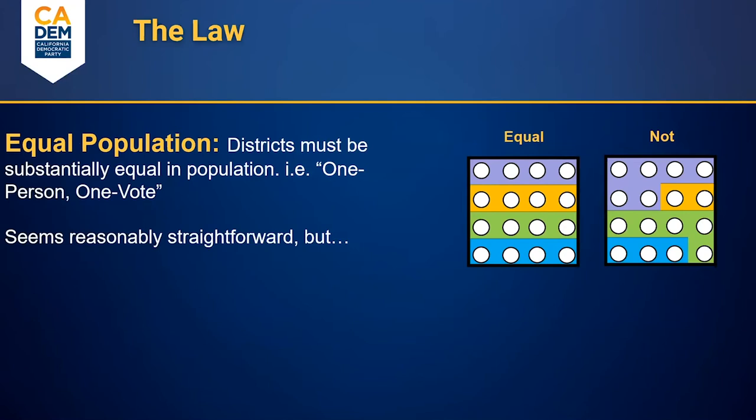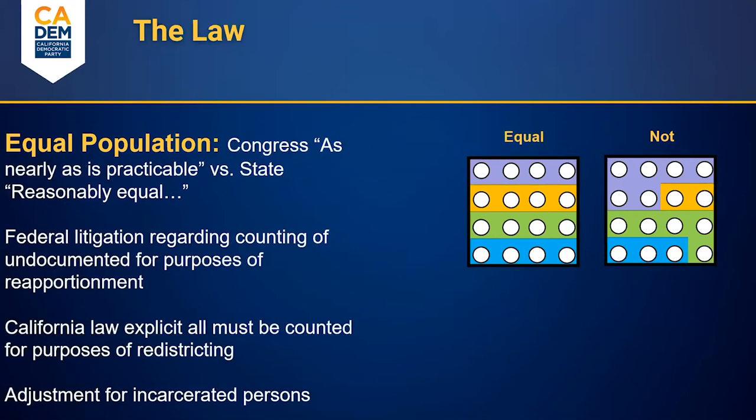Equal population, this is the classic one person, one vote. If you look at the graphs on the right, you'll see the purple district has 6 dots, while the yellow district only has 2 dots. So those are not of equal size. This seems relatively straightforward as a concept, but if we advance the slide, you'll see that it actually does get a little bit more complicated than that.